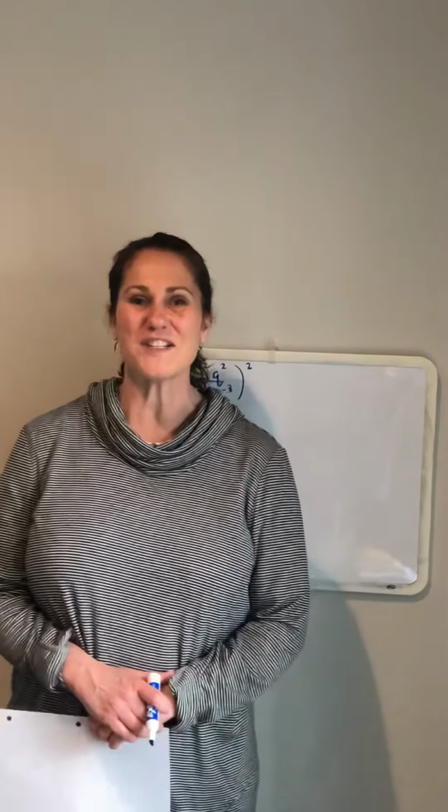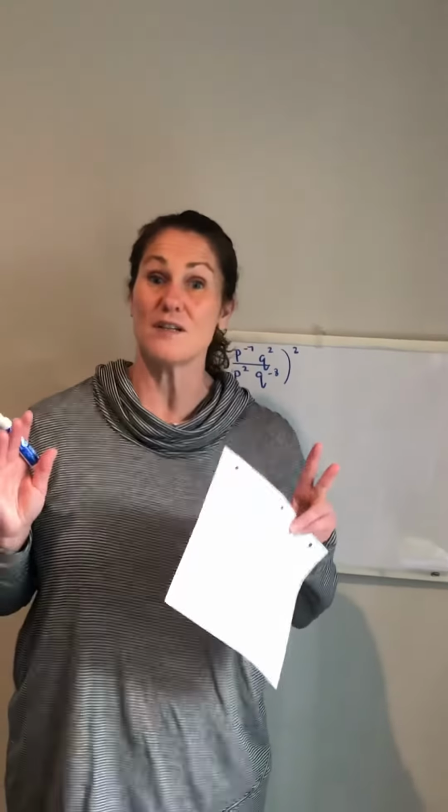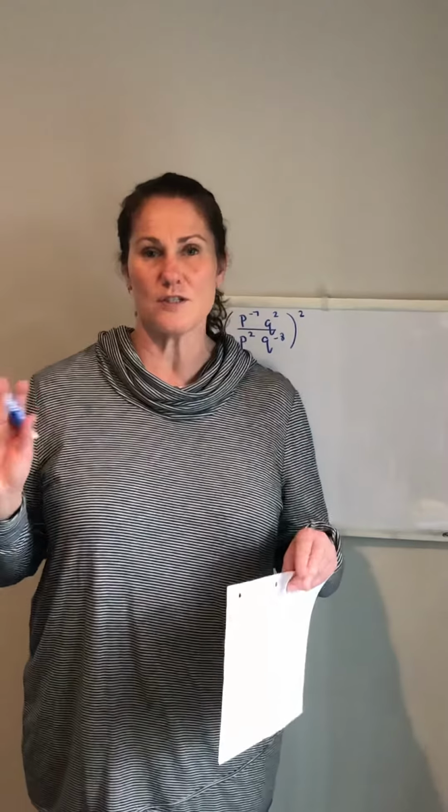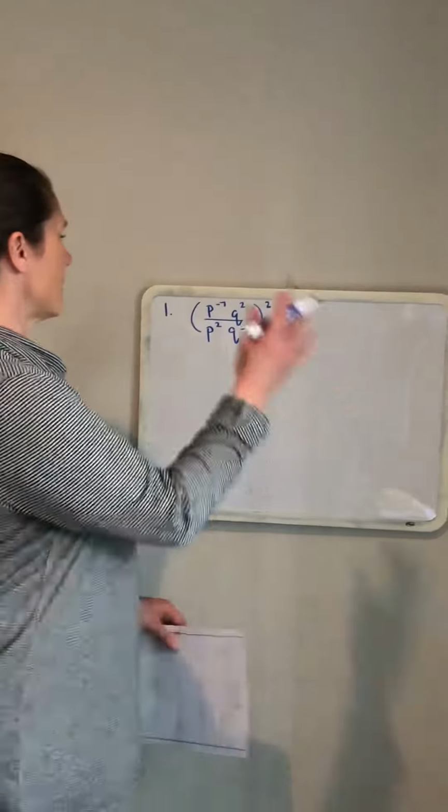Here is exponent sheet B, numbers 1 through 15 odd. Again, I have to do them in groups of 3 and 2 because YouTube does not allow me to upload large videos. All right, number 1.